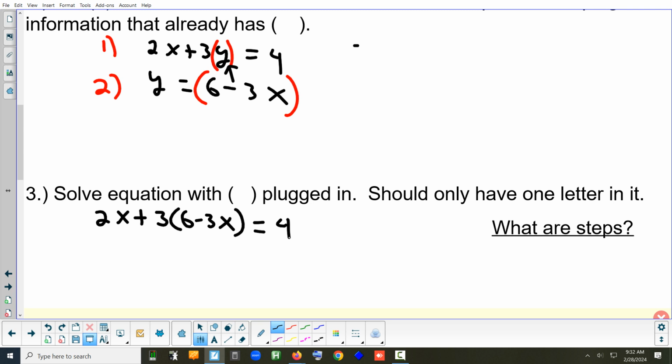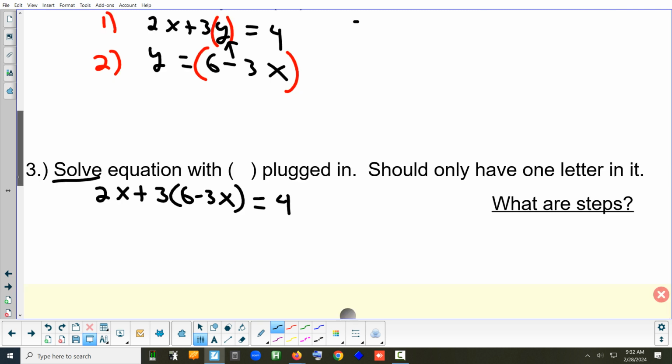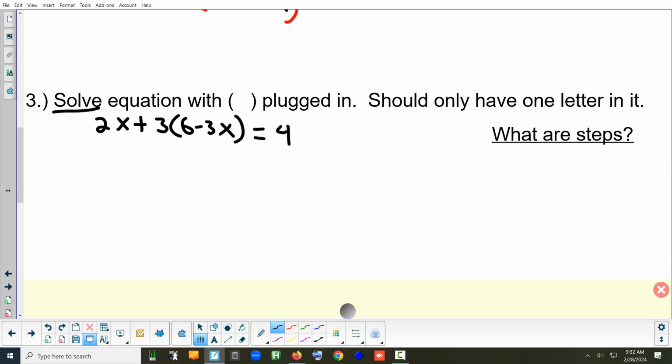Okay. So now we have to solve it. What's my first step to start to get x by itself there? Distribute. So distribute. 2x plus, what's 3 times 6? 18. And what's 3 times negative 3x? Negative 9x. Perfect.